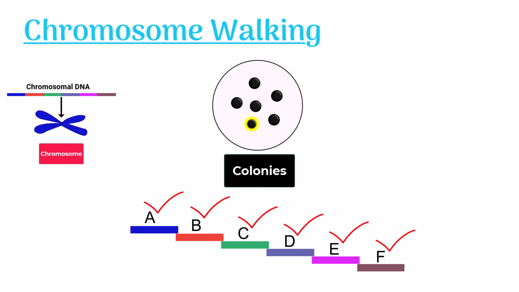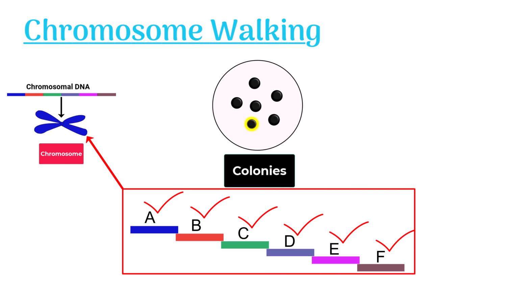This way, we can create a map of the entire chromosome. This map reveals the location of each gene on the chromosome and helps us understand the function of those genes.